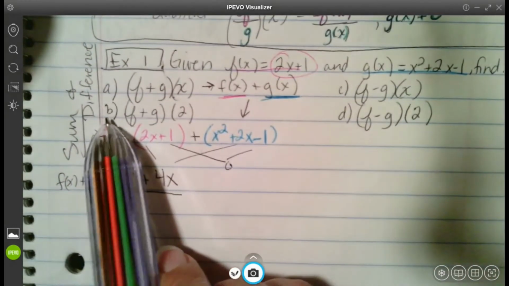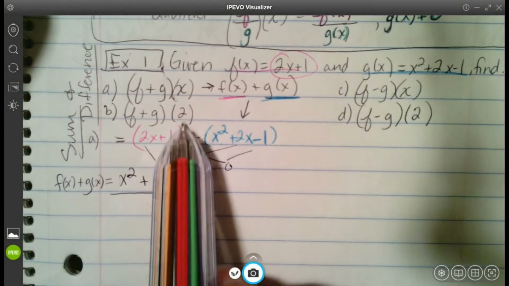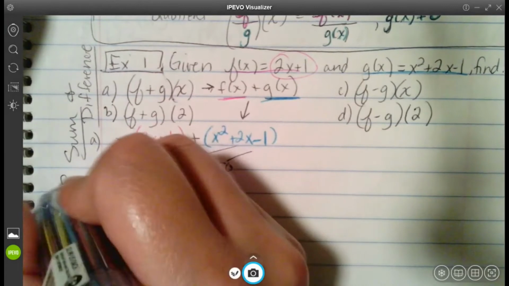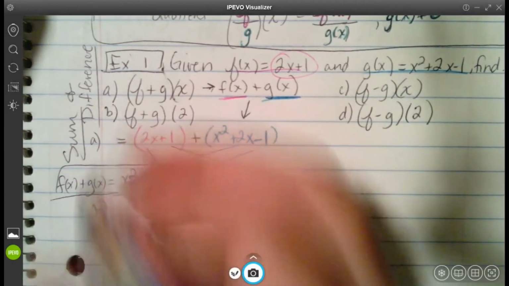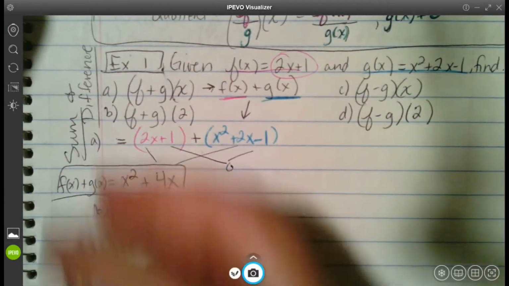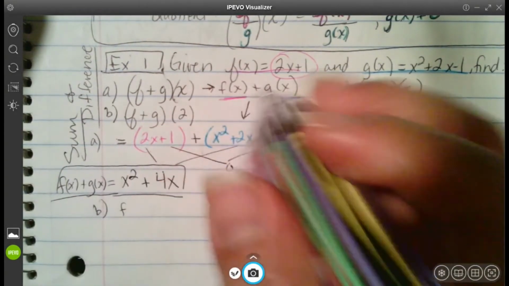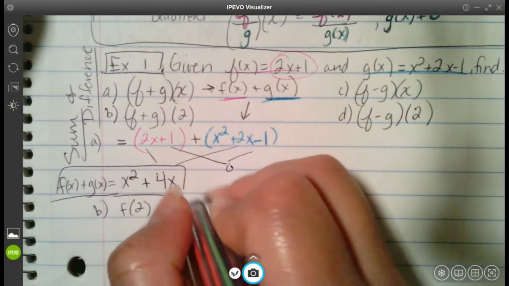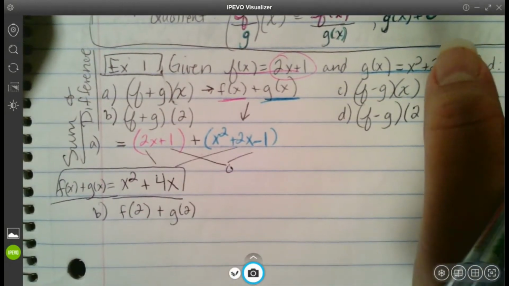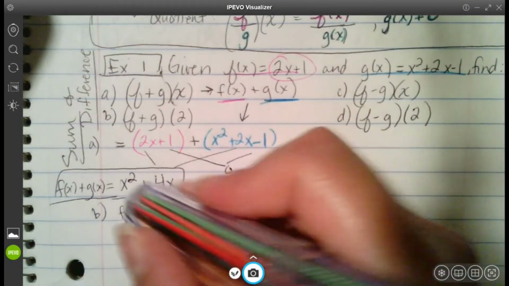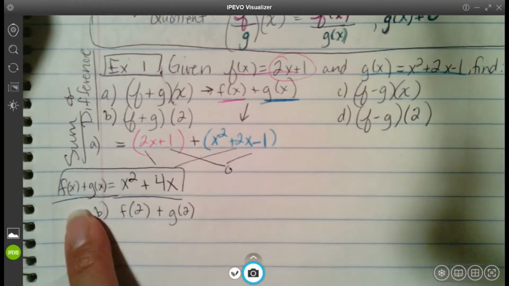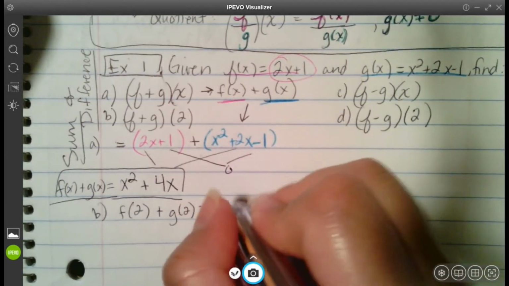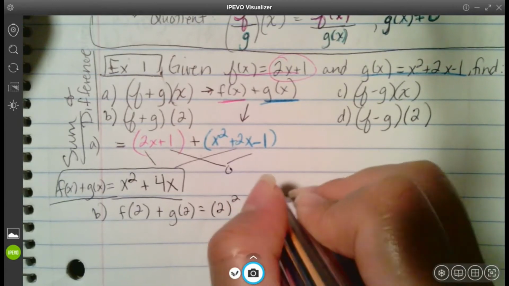Now, if we look at the next part for letter B, we have f plus g, and then a parentheses with a 2. Let me box this one up for letter A. For letter B, I'm going to rewrite it a little bit differently. This means we have f of 2 plus g of 2. But it's actually easier if we just plug it into what we already have. So we know that this is going to be the same as 2 squared plus 4 times 2.